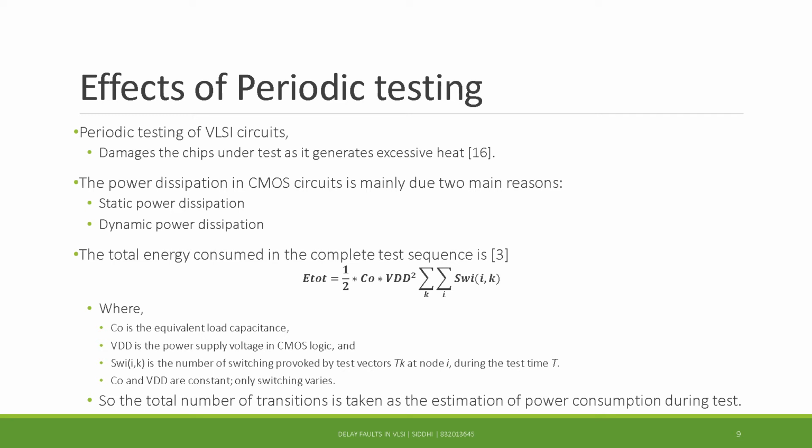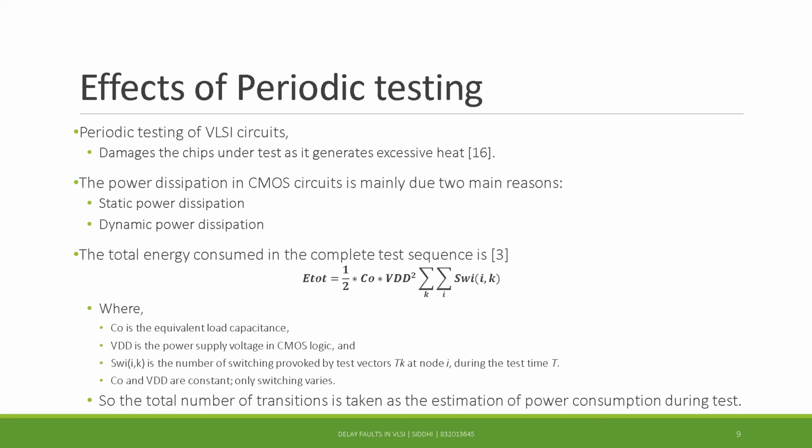The power dissipation in CMOS circuit is mainly due to two main reasons. First is static power dissipation, due to the leakage current and other currents drawn from the supply power. And second is the dynamic power dissipation, due to the charging and discharging of load capacitance and switching transient circuit. The dynamic power dissipation is the main source of dissipation and consumption.